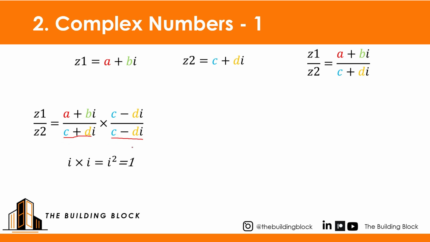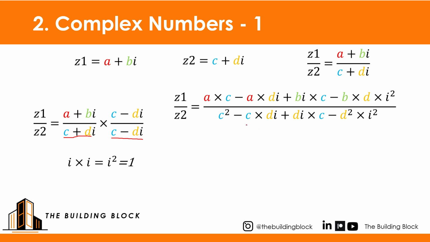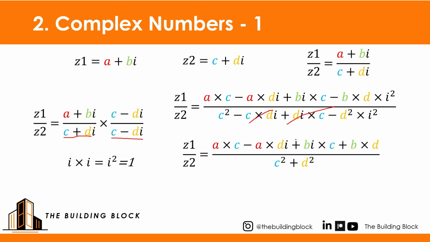Let's start with the denominator. This is a special identity. If you multiply this, you can cancel the terms and you arrive at c squared minus d squared times i squared is the denominator. But again, we need to remember that i squared is minus 1, so we get c squared plus d squared.